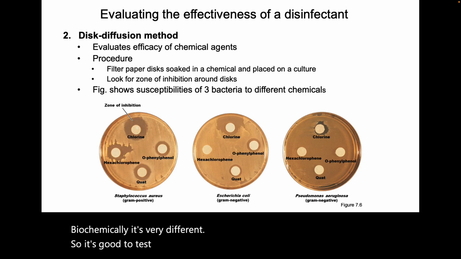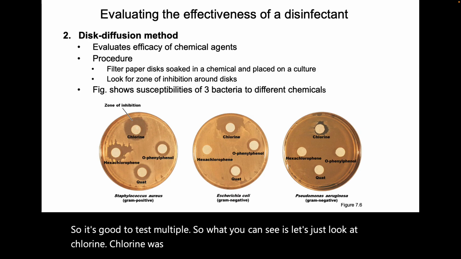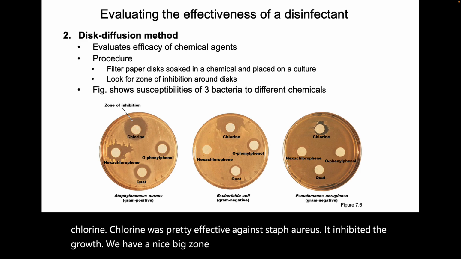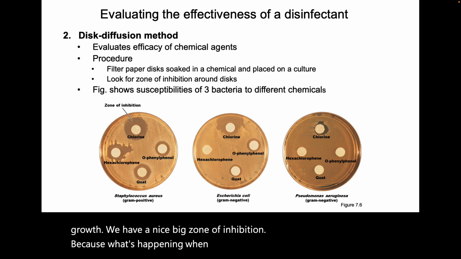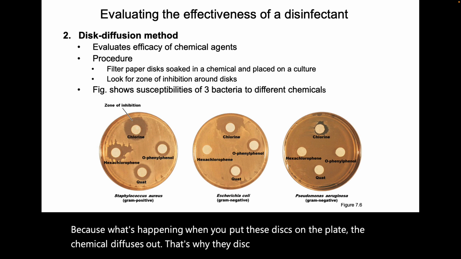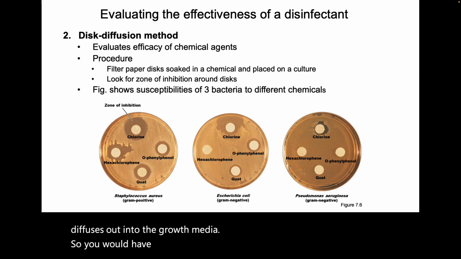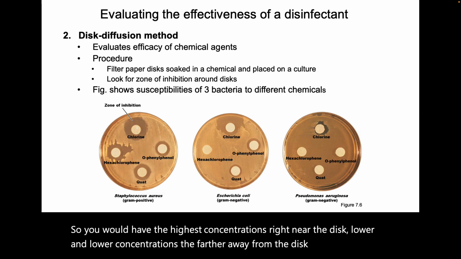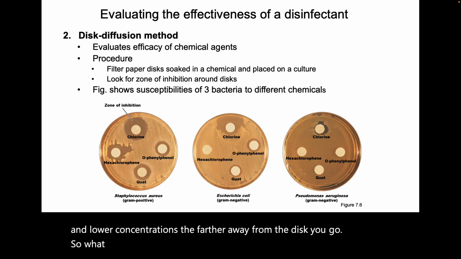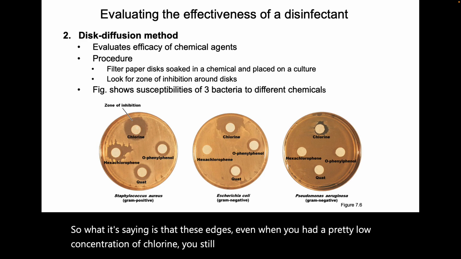So what you can see is, let's just look at chlorine. Chlorine was pretty effective against Staph aureus. It inhibited the growth. We have a nice big zone of inhibition. Because what's happening when you put these discs on the plate, the chemical diffuses out. That's why it's a disk-diffusion assay. The chemical diffuses out into the growth media. So you would have the highest concentrations right near the disc, lower and lower concentrations the farther away from the disc you go. So what it's saying is that at these edges, even when you had a pretty low concentration of chlorine, you still inhibited the growth of staph.